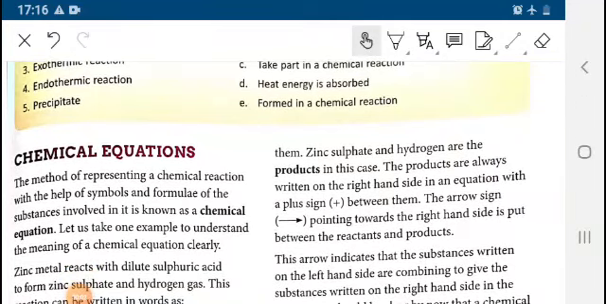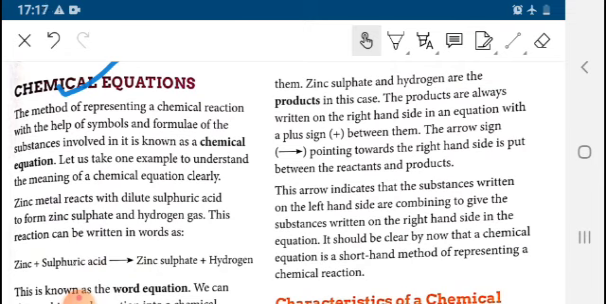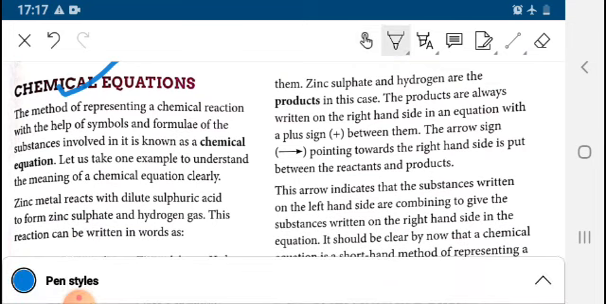So next, the topic which we are going to cover is chemical equation. What is a chemical equation? As we have already told you, a chemical reaction is one in which the reactant is converted to product, and the method of representing a chemical reaction with the help of symbols and formulas is known as a chemical equation.